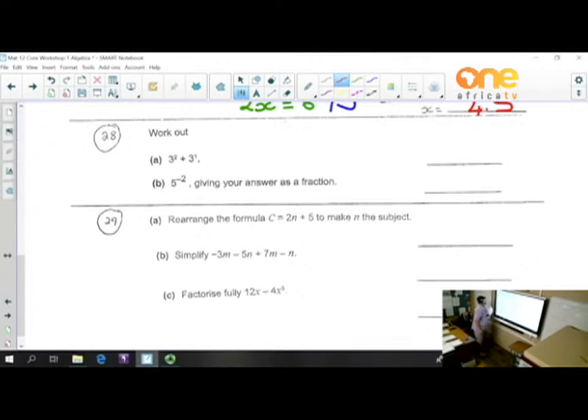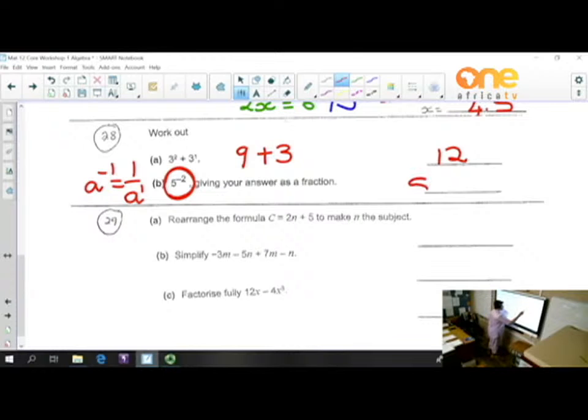Question 28. Indices. Now, this you can do on your calculator. 3 to the power of 2 is 9, plus 3, and the answer is 12. Again, this one, the negative index. Can you remember, a to the power of -1 is the positive reciprocal. So this becomes 1 over 5 to the power of 2, which you can also write as 1 over 25. Both will be acceptable.